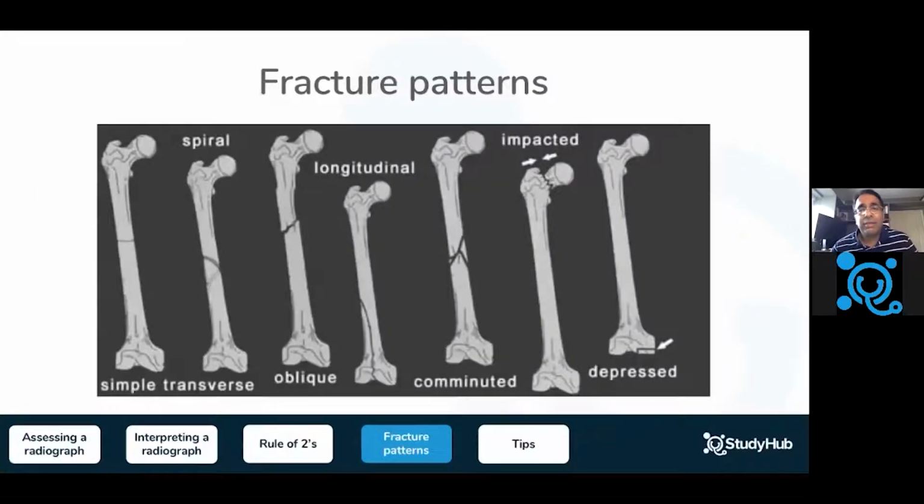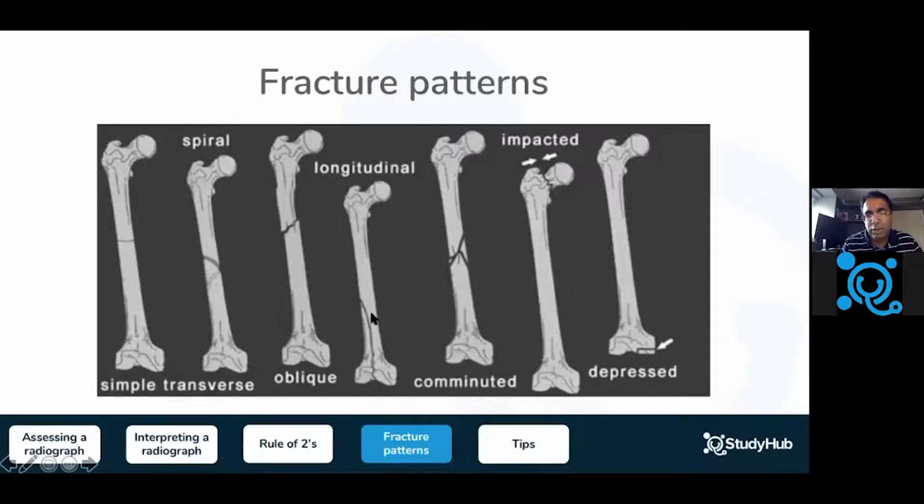Now, you get different types of fracture patterns, okay? Not all of them will be the same which you will encounter in your career, and I wouldn't be surprised if you did a night shift in A&E, you would probably see at least 70% of these fracture patterns. So the simplest one is a simple transverse, literally a break through the cortex, a break through the bone. Then you can have what is called a spiral fracture, where it's spiraling around the shaft of the bone. It could be oblique, which is basically a simple fracture, but at more of an angle.